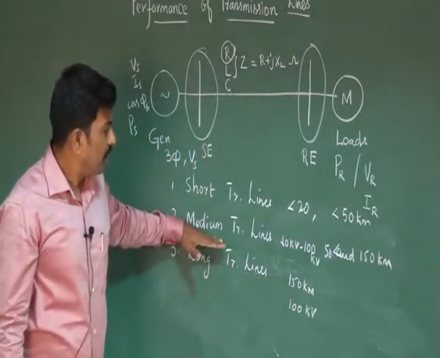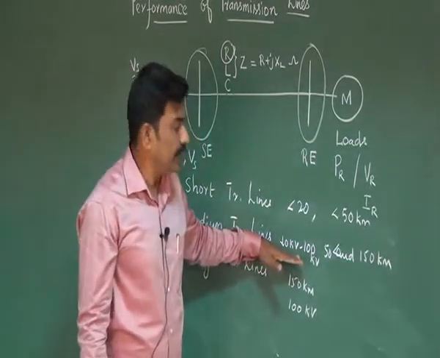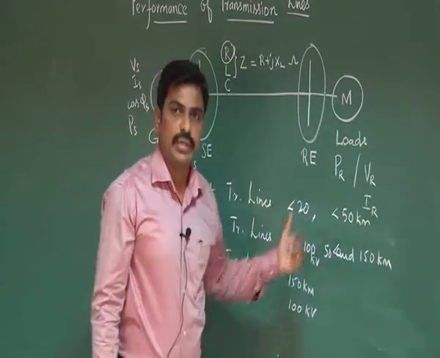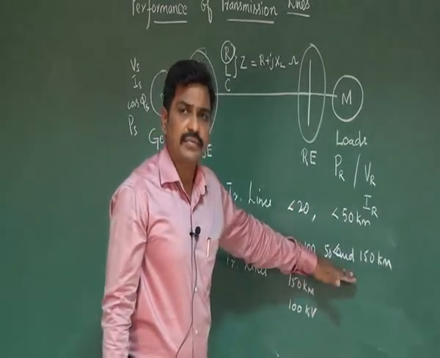Second one, medium transmission lines: they work at voltage levels between 20 and 100 kV, and the length of the transmission line is between 50 and 150 kilometers.